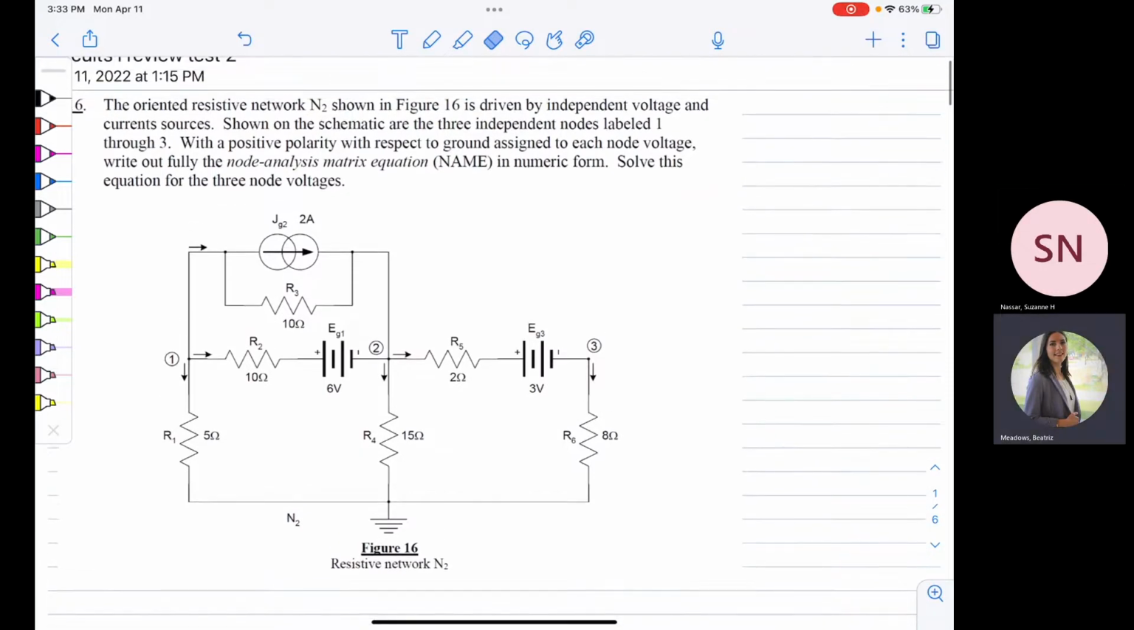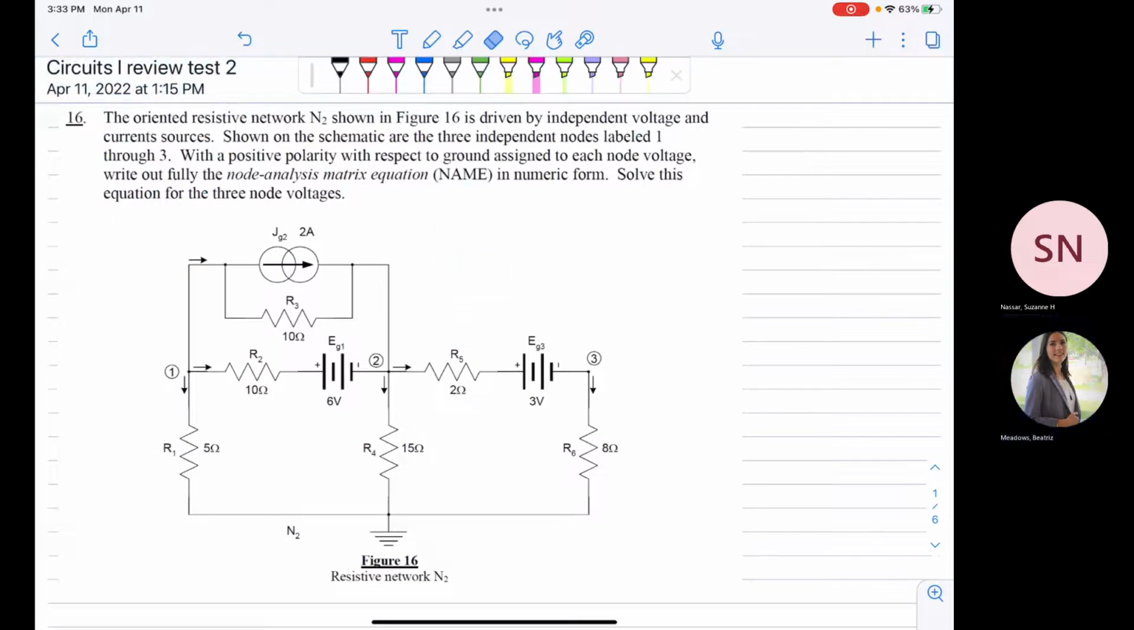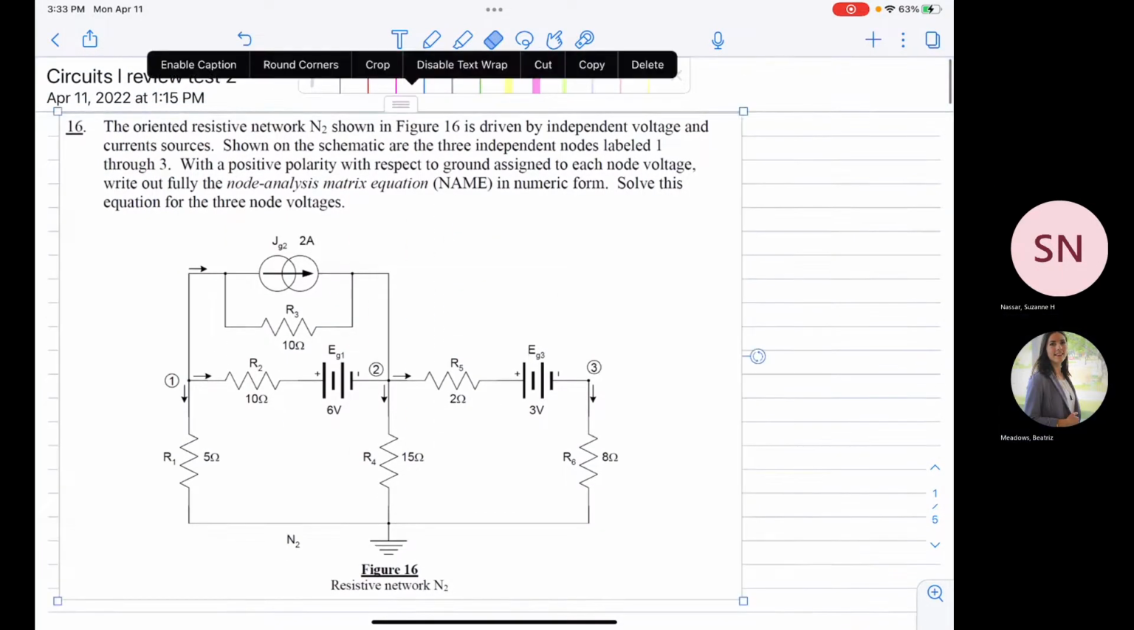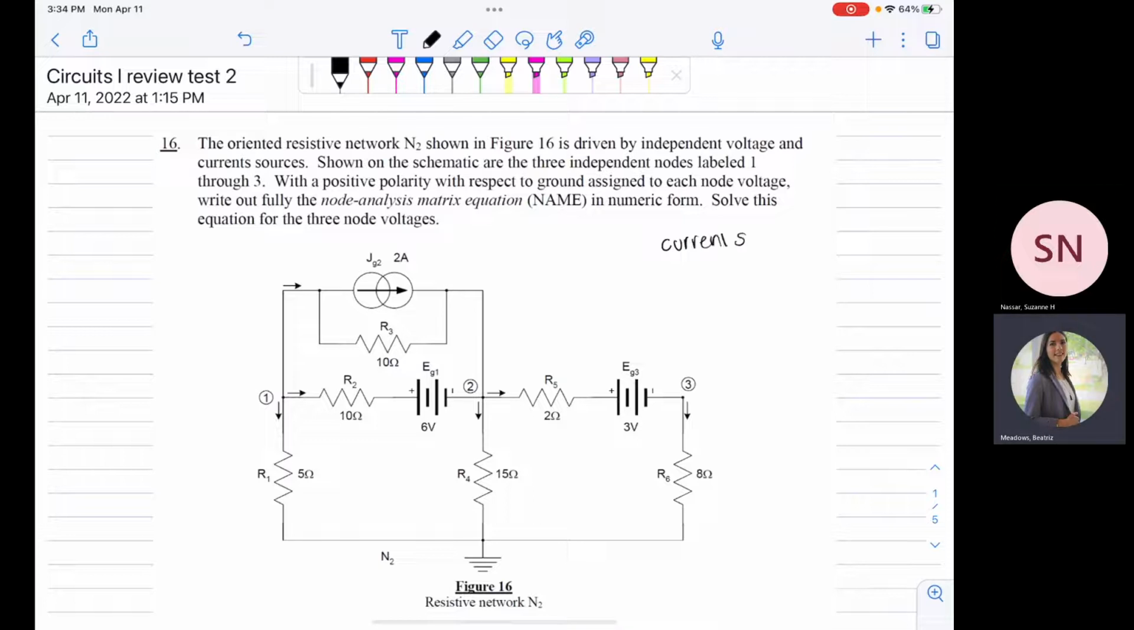Pretty decent? Okay, so here's your problem. So, what are the two words associated with nodal analysis? Current and conductance. Right. So, current sources, number one, and conductances.